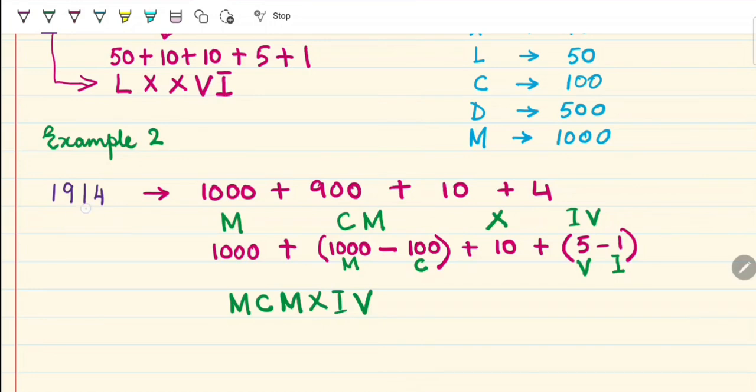So 1,914 when converted to Roman numerals is M, C, M, X, I, V. All right.